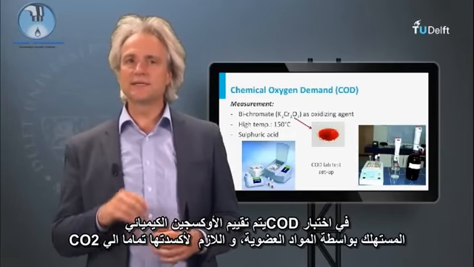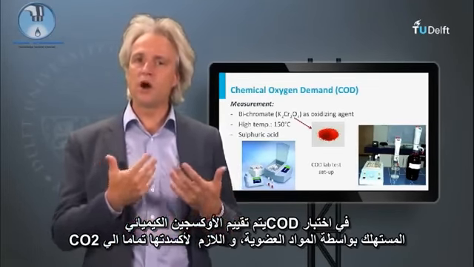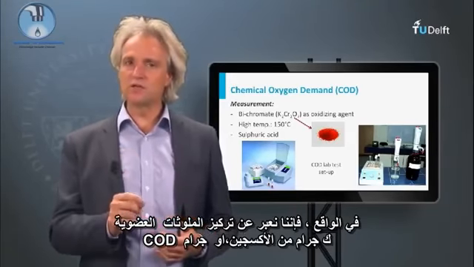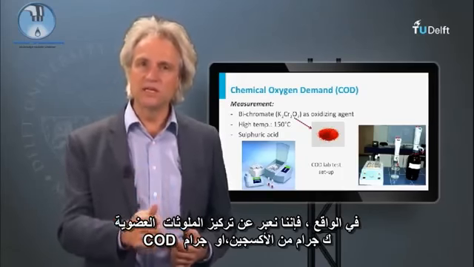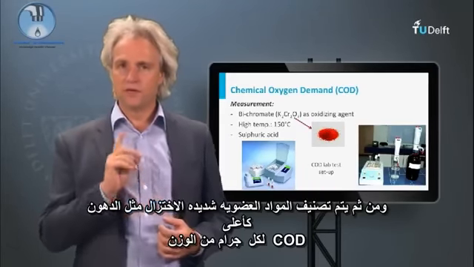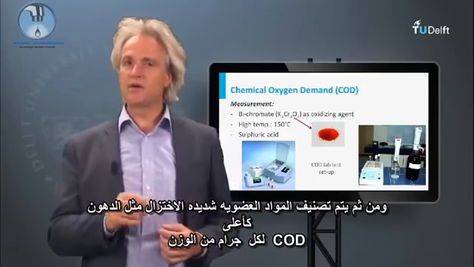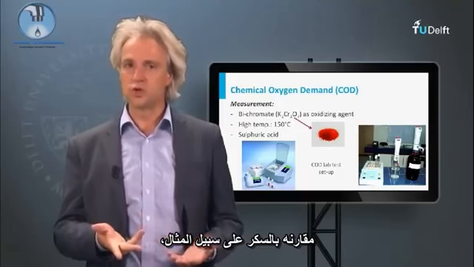In the COD test, we assess the chemical oxygen demand of organic matter being fully oxidized to CO2. In fact, we express the concentration of organic pollutants in gram oxygen, or gram COD, that is required for the full oxidation. A very reduced organic compound, such as fat, is therefore characterized by a higher COD per gram weight than, for instance, sugar.